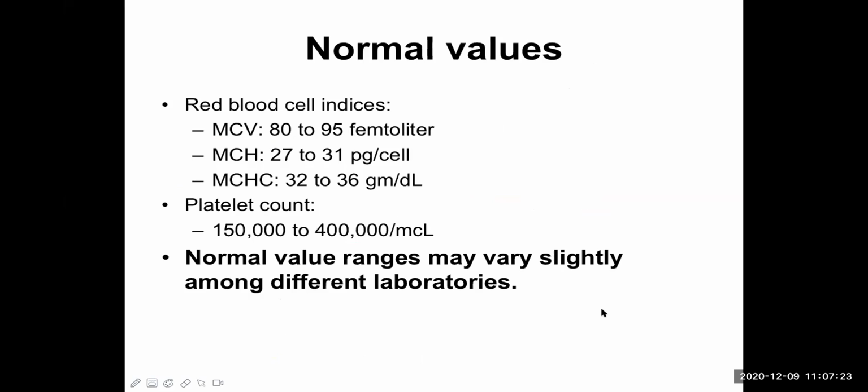Let's move on. Now, what about the red blood cell indices? MCV is 80 to 95 femtoliter. This is the unit of MCV. 80 to 95 femtoliter. MCH is 27 to 31 picogram per cell, and MCHC is 32 to 36 gram per deciliter. So these are the values. Now, why are they important? Let me immediately clarify them.